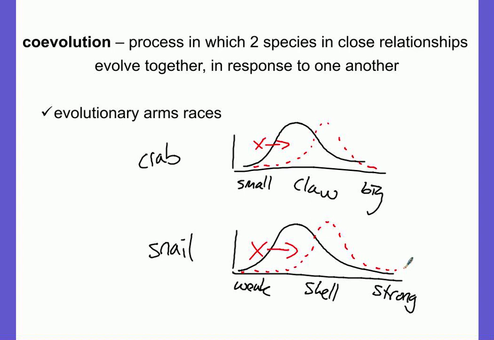So as the crab evolves, the snail also has to evolve, and vice versa. If the snail evolved first and its shells got stronger, that would mean that the crabs need to have bigger, stronger pincers to break through those shells. So as long as you have two species in a close relationship that are evolving together, so you got a crab and a snail, you got predator-prey, there's always going to be some kind of coevolution. As one gains an advantage, the other one's going to flip that and try and get that advantage back.